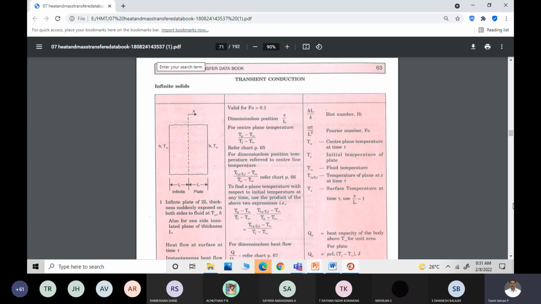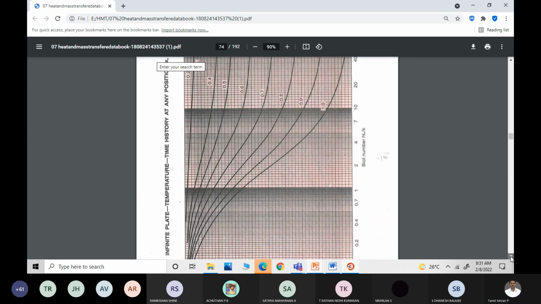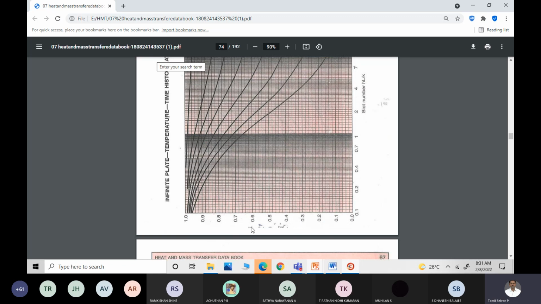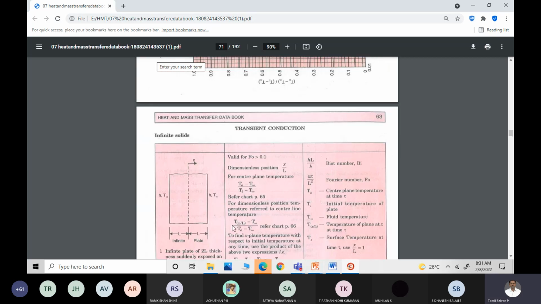Refer to chart number 66, the chart on page number 66. Here it is (Tx by L minus T infinity) divided by (T naught minus T infinity). Yes, it is mentioned already. So the first one is the central plane temperature. The second one is to find the temperature at any point. These two charts are called the Heisler charts. The Heisler charts are used to find the solution for infinite solids. Is it okay, students?